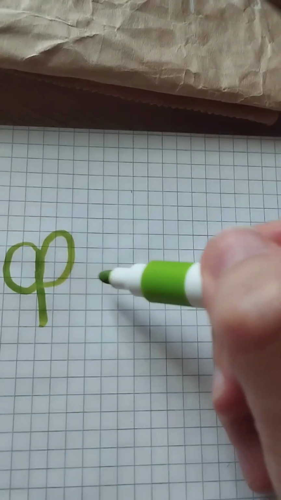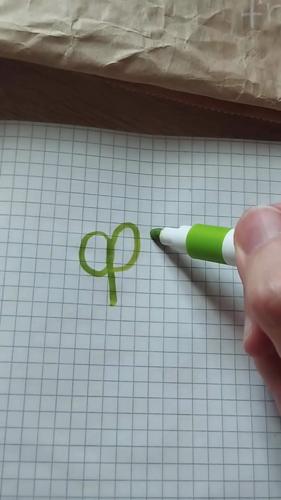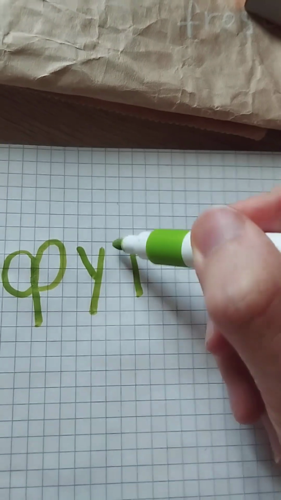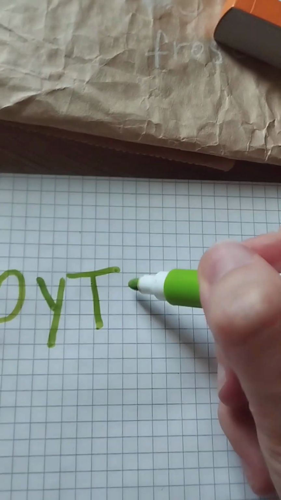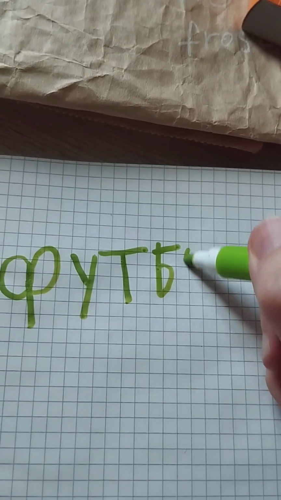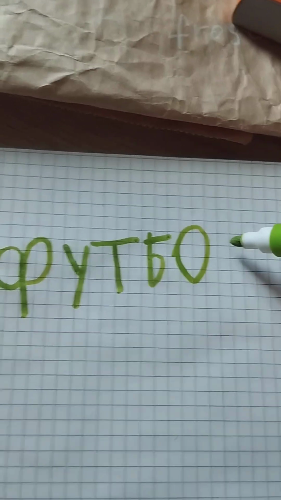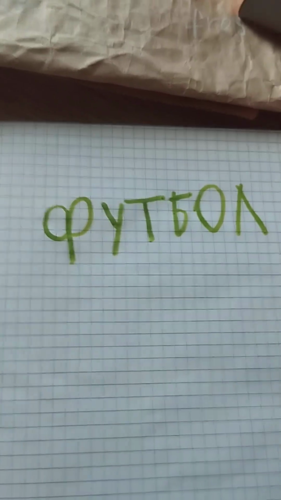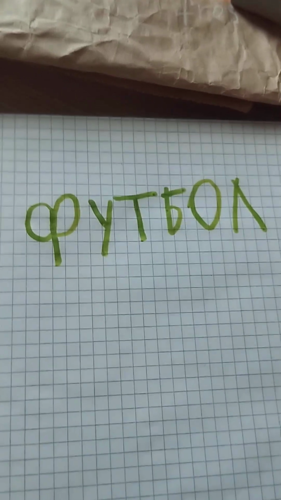Let's write the word. F, U, T, B, O, L. Football.